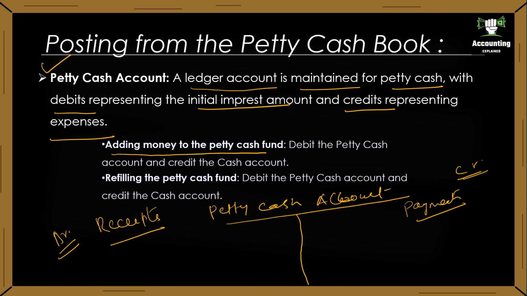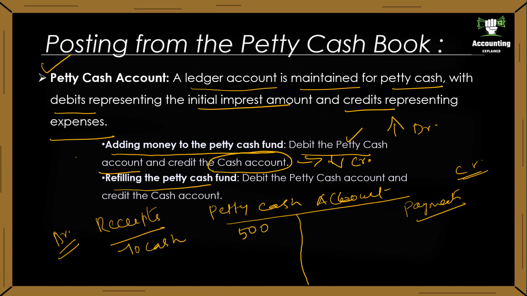Adding money to the petty cash fund. When you add money to the petty cash fund, what will be the entry? You will debit the petty cash account. Petty cash account is an asset account. So when the asset increases, you have to debit it. So you are debiting petty cash. Next, credit the cash account. From where is the petty cash getting the money? It is getting from cash account. So your cash balance decreases. So you are crediting the cash. So in the ledger it will be to cash, some 500 rupees.